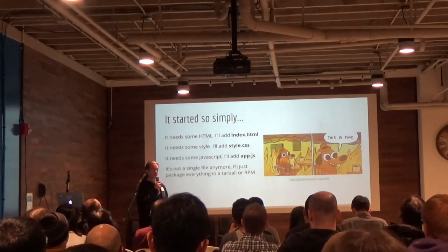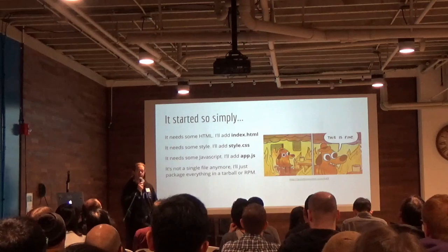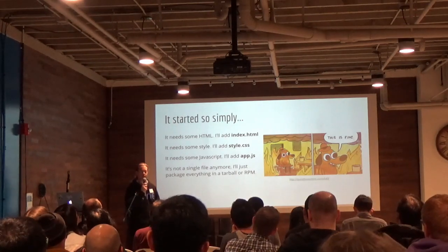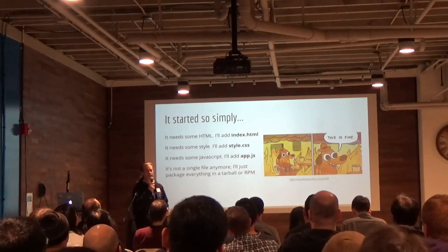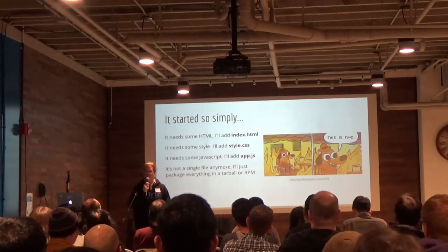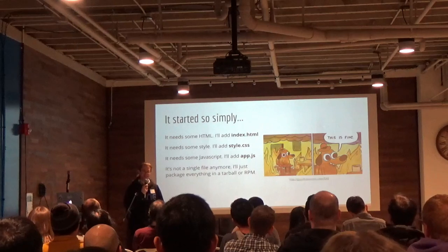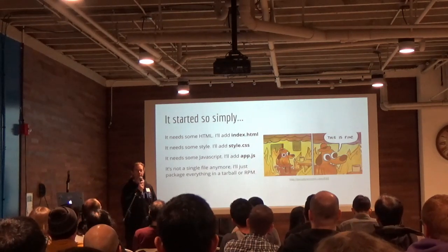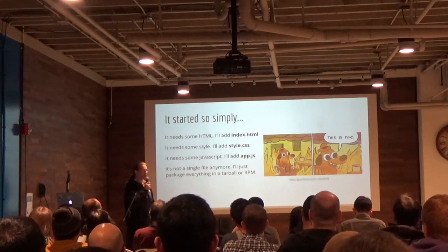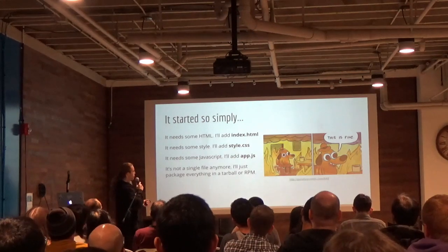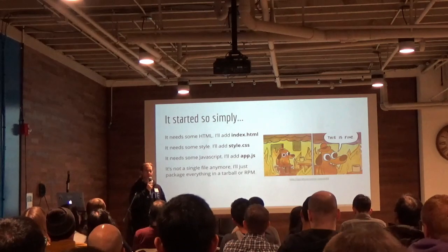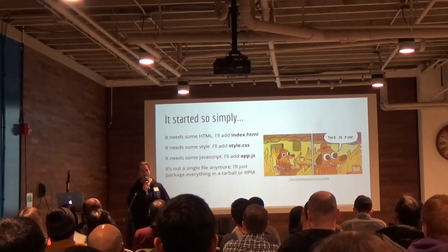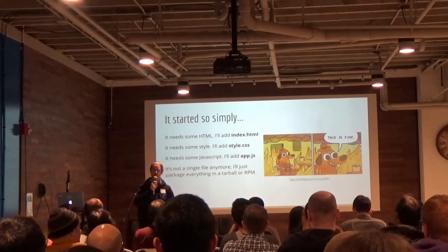Now my application gets a little bit more complex. I'm going to serve some static HTML elements. So I add index.html. And maybe I need some style, so I add style.css. And maybe I need a little bit of a front-end application, so I add a JavaScript file, app.js. Okay, so I don't have one file anymore. I have my Go binary, an HTML document, a CSS document, and a JavaScript document.